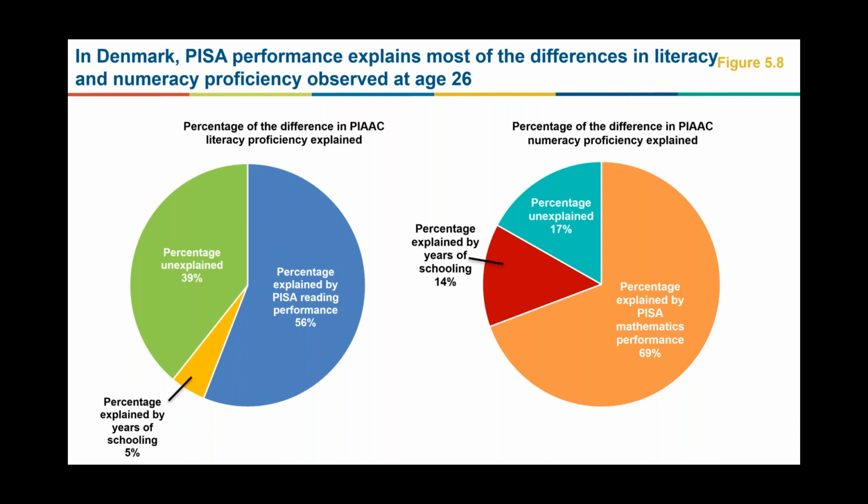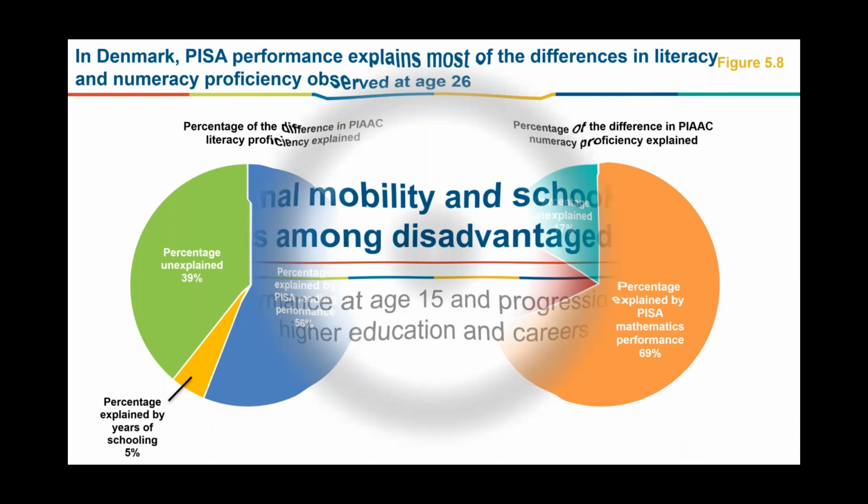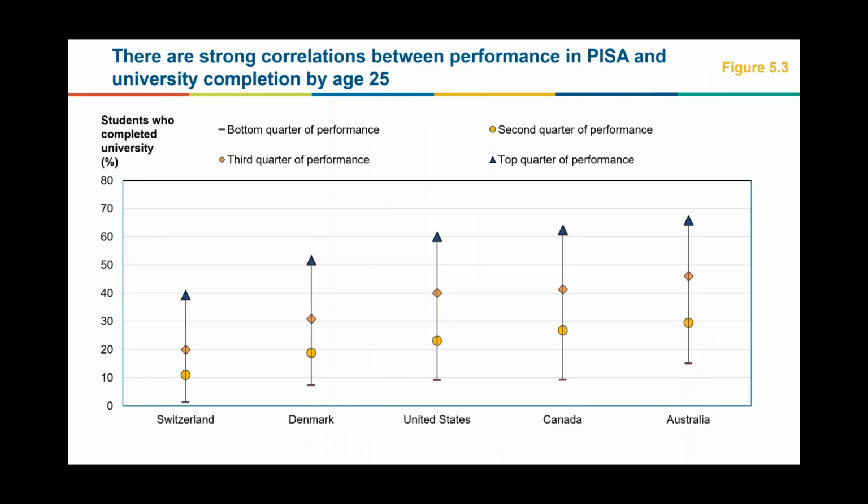It looks a little bit different in reading. Reading is something which happens in many parts in life. You can learn in context at work and so on, whereas math is very much a school-bound subject. You don't learn mathematics as much at home as you might learn reading. But even in reading, 56% of the performance variation at age 26 was already predicted by what we could see at age 15.